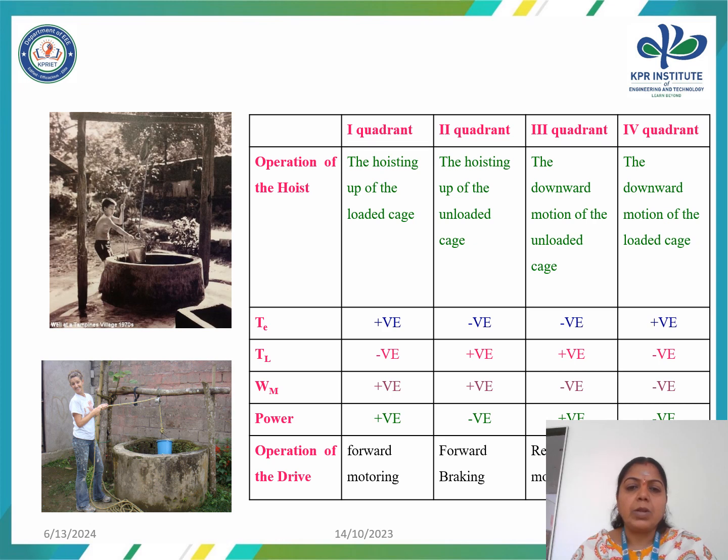So this is the tabulation. They can be illustrated: what is the direction, what is the polarity of your torque and speed. Based on that, we are getting a positive power or negative power. Then respectively, they can be operated in forward motoring, forward braking, reverse motoring and reverse braking.